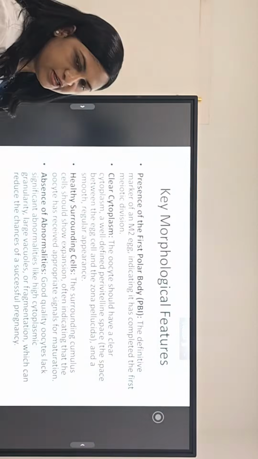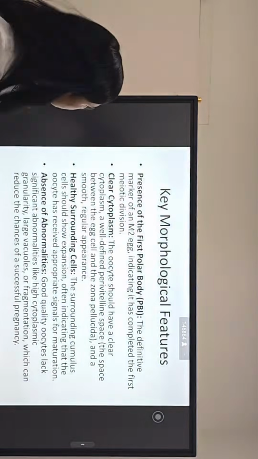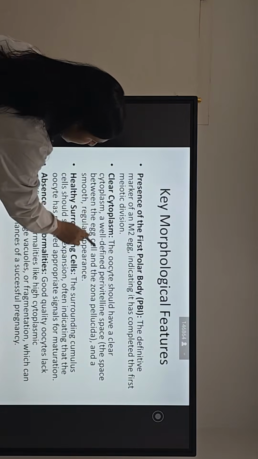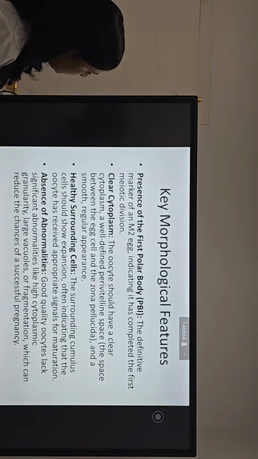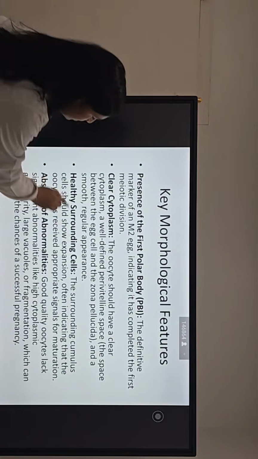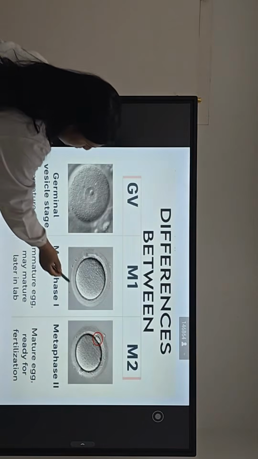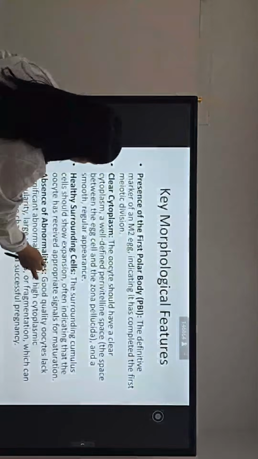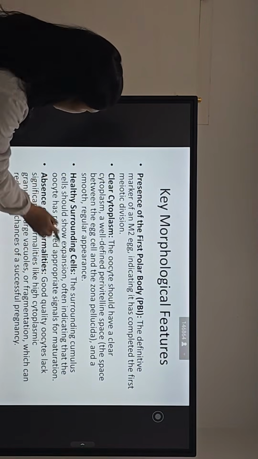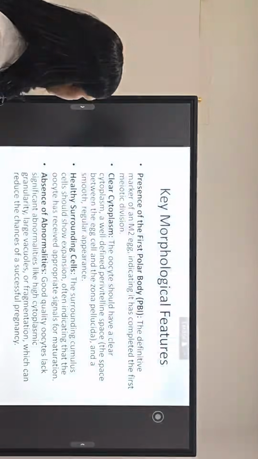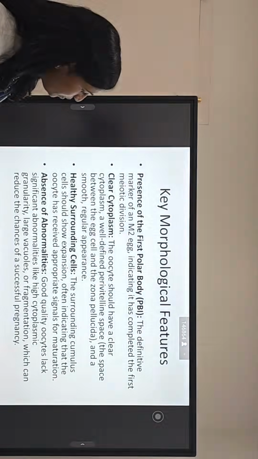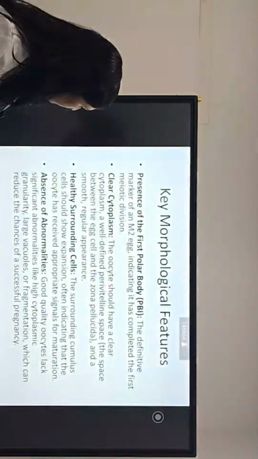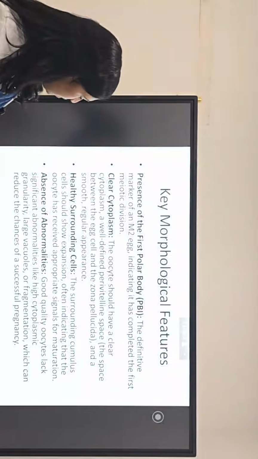What are the key morphological features under the microscope of this oocyte? Presence of a first polar body, clear cytoplasm with a well-defined perivitelline space, a smooth regular appearance, and healthy surrounding cells. This egg is surrounded by a layer of cumulus cells. The surrounding cumulus cells should show expansion, often indicating that the oocyte has received appropriate signals for maturation. And there should be absence of abnormalities like high cytoplasmic granularity, large vacuoles or fragmentation.